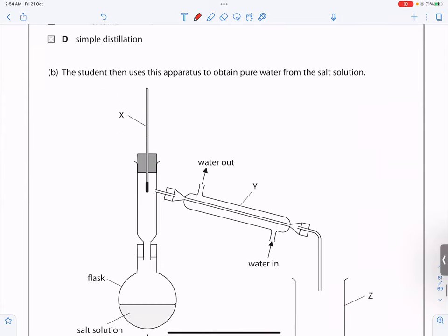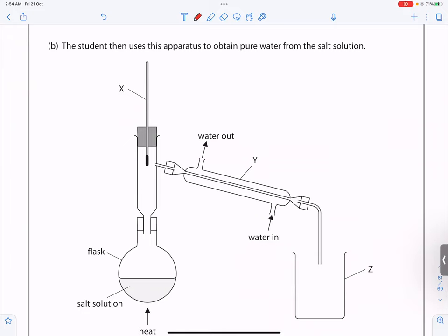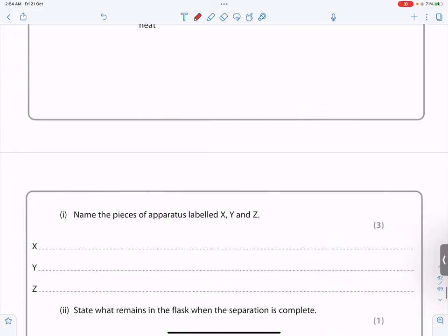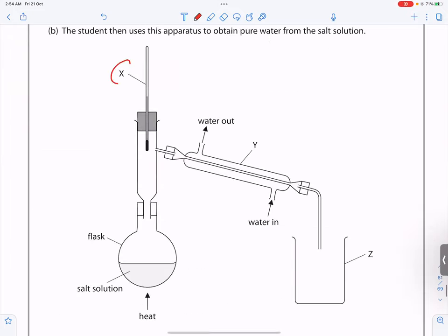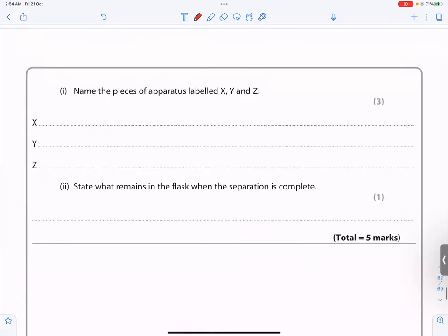The student then uses the apparatus to obtain pure water from salt solution. Name the piece of apparatus labeled X. X is the thermometer, Y is the condenser, Z is the beaker. So thermometer, condenser, and beaker.